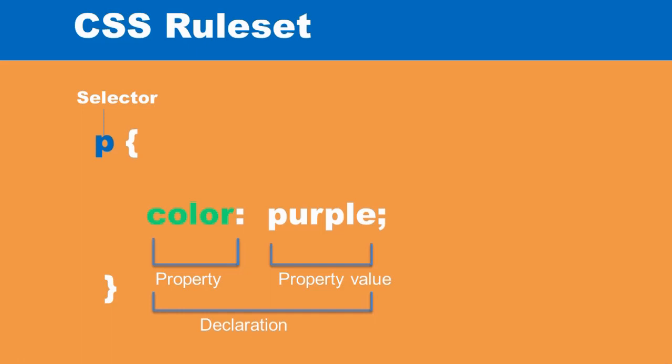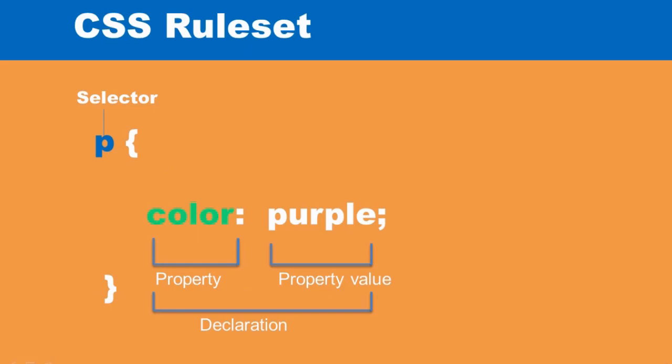So the key points to note here are: don't forget the semicolon. If you forget the semicolon, the styling will not work. It will not be applied. So don't forget that. And also don't forget to separate the property that you're trying to style from the value. So property and value must be separated with a colon. And don't forget the opening and closing curly braces. Your property and the value must be contained in between the curly braces.